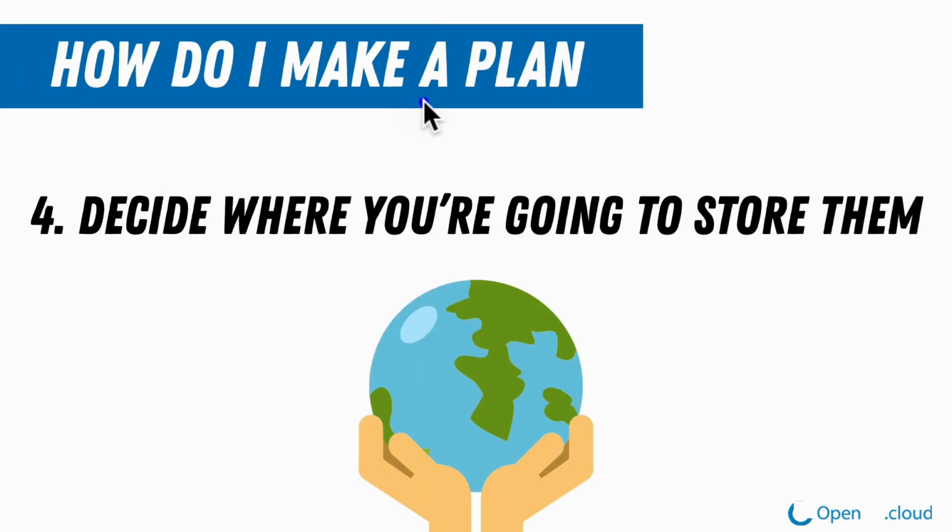How do I make a plan? The fourth key point: you need to decide where you're going to store your data. In the cloud, it becomes self-evident that you're going to store them in a cloud instance. For instance, if you're on AWS, you may store it in S3, which is a simple storage solution. But if you're on-premise, you may have backup servers somewhere, or you may have backup servers in the cloud as well. It really depends, but you have to decide where you're going to store them, and it could be anywhere in the world.